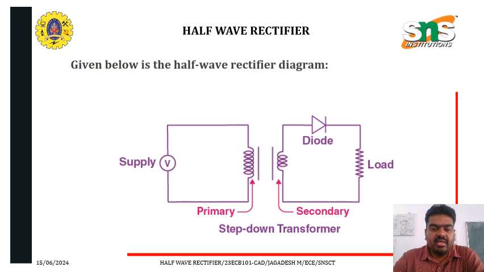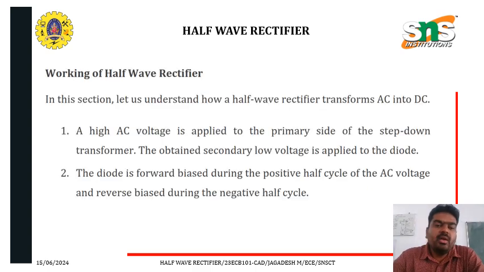That we have already seen. So here we have the AC supply, the primary winding and secondary winding, the diode, and the load. It is a step-down transformer. Now, the working of a half-wave rectifier.